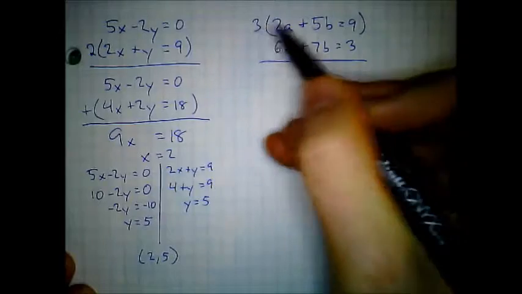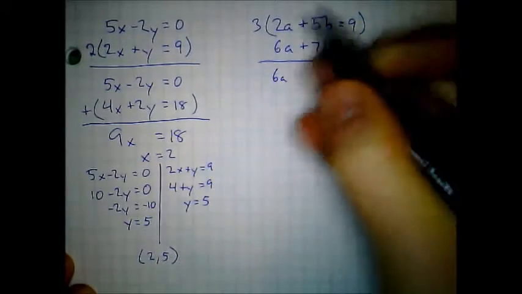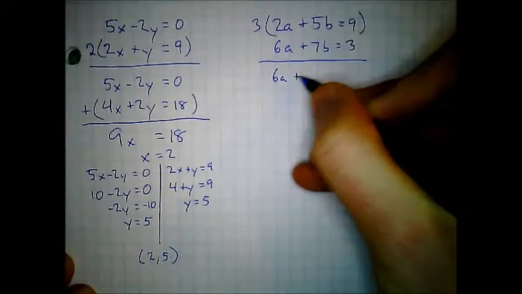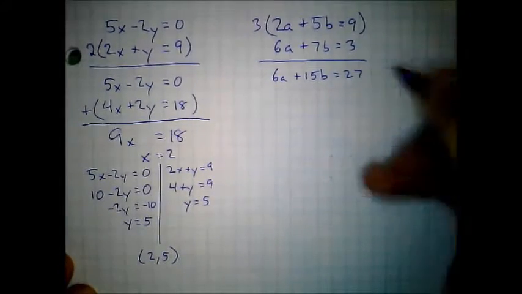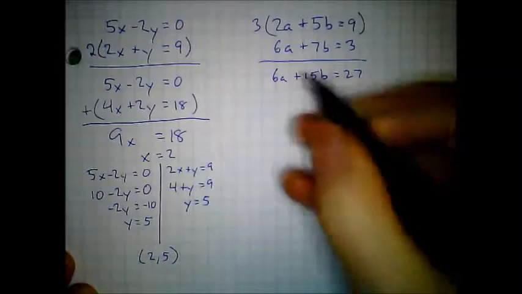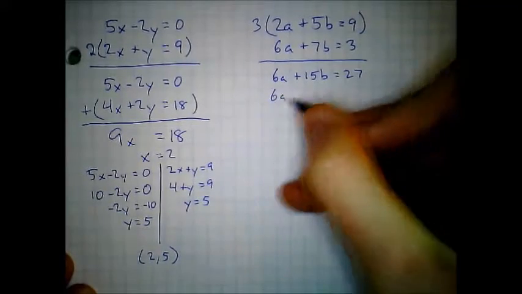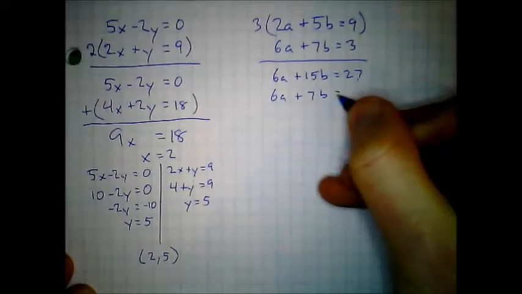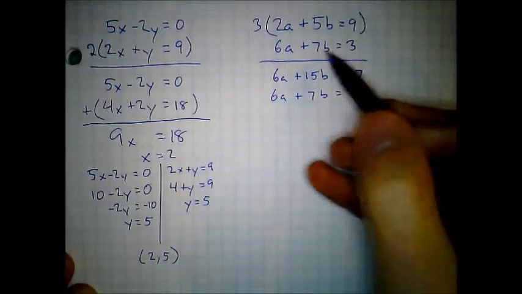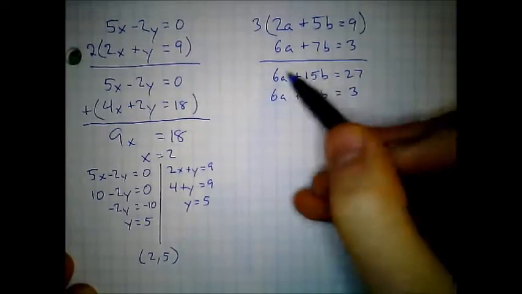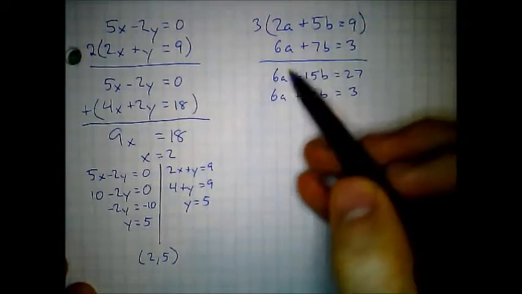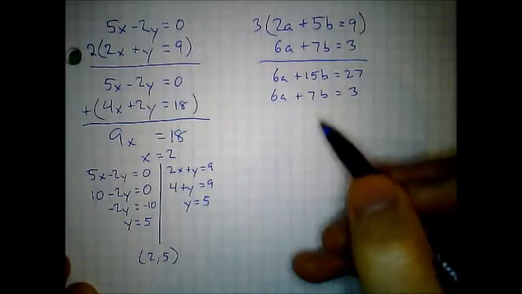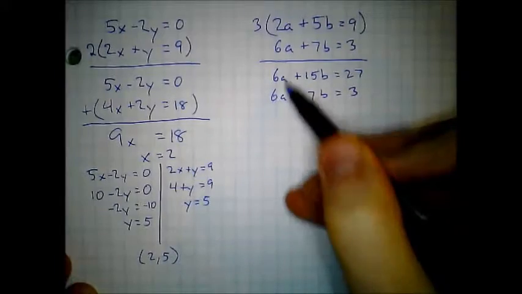So let's do that. 3 times 2a is 6a, 3 times 5b is 15b, and 3 times 9 is 27. And my second equation stays the same. I didn't do anything to that. It's just 6a plus 7b equals 3. Now these two equations are exactly the same as these two. I just multiplied my first equation by 3 so I could turn it into a form that we can eliminate. Now we have a 6a and a 6a.